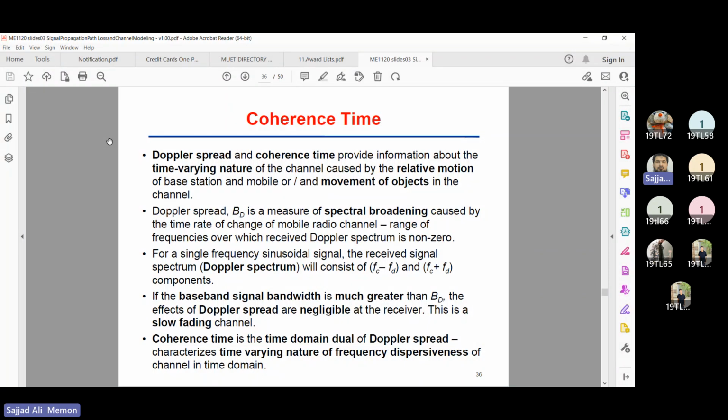Doppler spread and coherence time provide information about the time varying nature of the channel caused by the relative motion of the base station and mobile, or movement of objects in the channel.